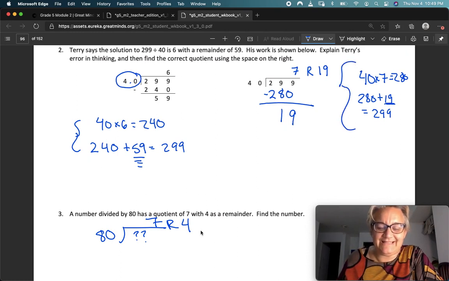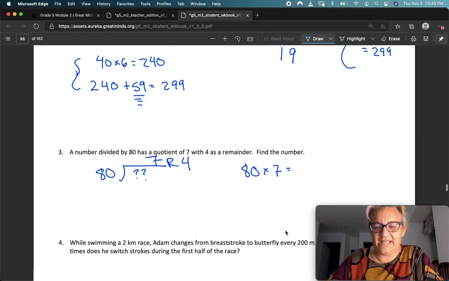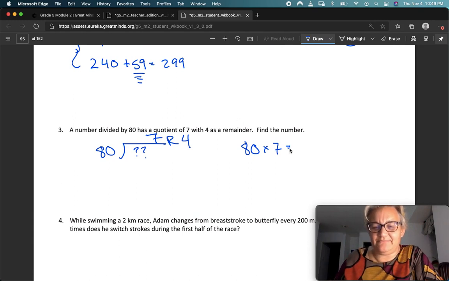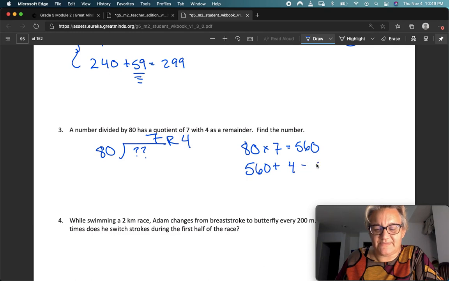We're going to take 80 times 7, and that's going to give me 8 times 7 is 56. Add the 0 back is 560, and then I have a remainder of 4. So 560 plus 4 equals 564. So this should be my number.